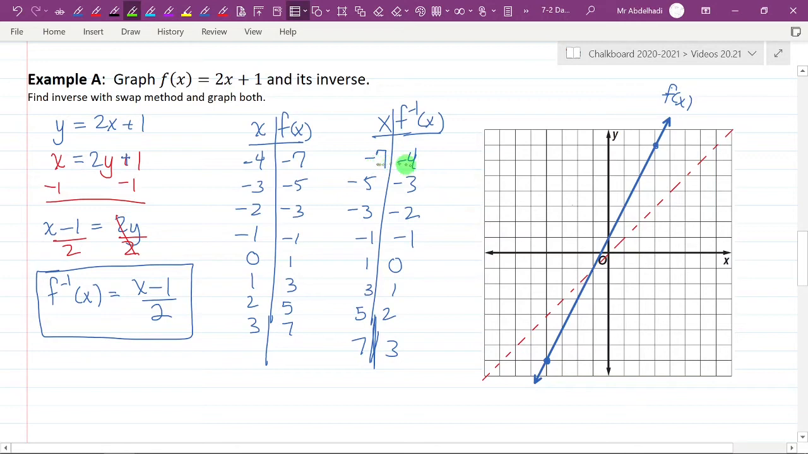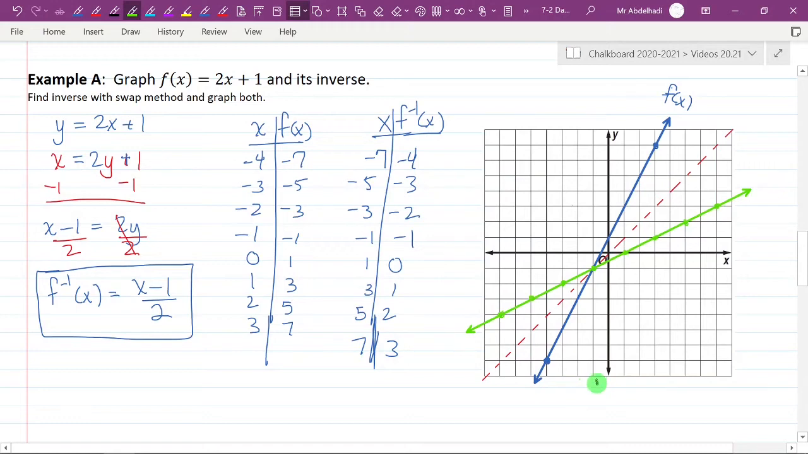So -7, -4, -5, 3, -3, -2, -1, -1, that would be right there. 1, 0 would be right there. 3, 1 would be here. 5, 2, that's 3, 4, 5, 2, and then 7, 3 would be here. And yeah, it definitely looks linear. And since this is the inverse, I'm going to do it in green.